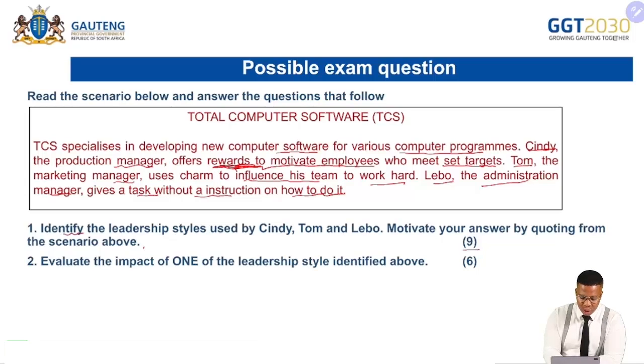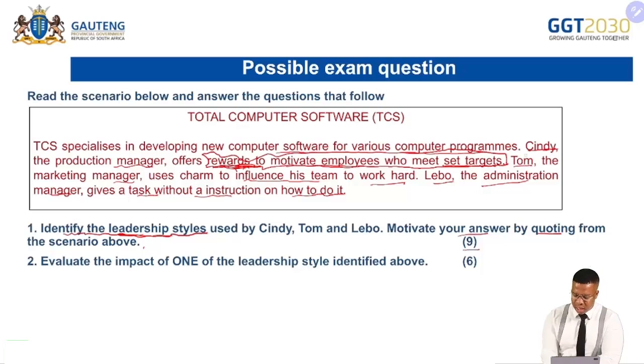And remember, when the question says identify the leadership styles, you should recall which leadership style applies. An aspect that will help you to recall is the keyword. When we are talking about a leader who uses a system of reward and punishment, that leader is using transactional leadership. So the answer there should be transactional because of the keyword reward. But remember, they say motivate your answer by quoting. So you quote the entire sentence: Cindy, the production manager, offers rewards to motivate employees who meet the set target. You take it as it is so that you don't lose your marks.